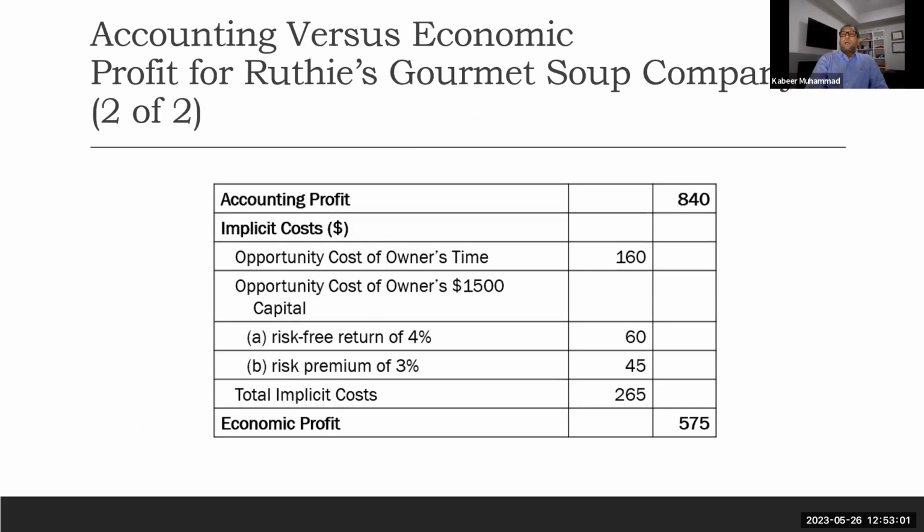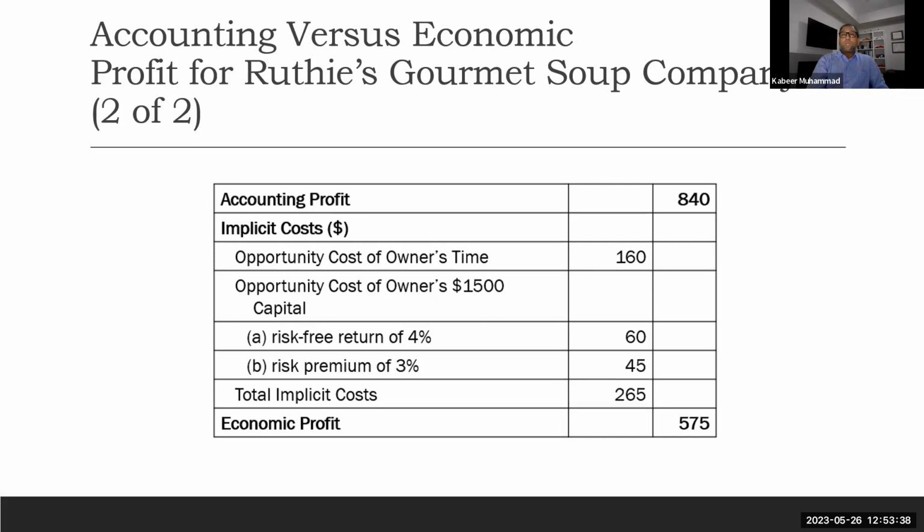Now there are certain implicit costs, and here the implicit cost is given as the owner's own time, 160, and the cost of the owner's capital of 1,500, which he invested in the business. There are two types of returns he can get from this 1,500. One is a 4% risk-free return, 60. And 3% is a risk premium, because he's taking a risk to invest in that business. That's a premium he deserves for that. So the total implicit cost is 260.